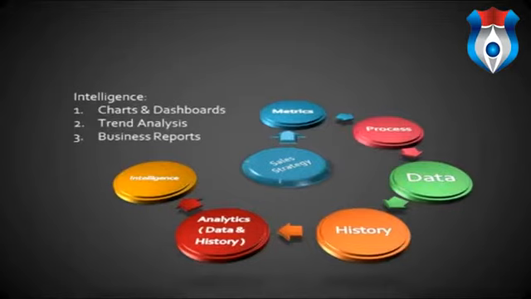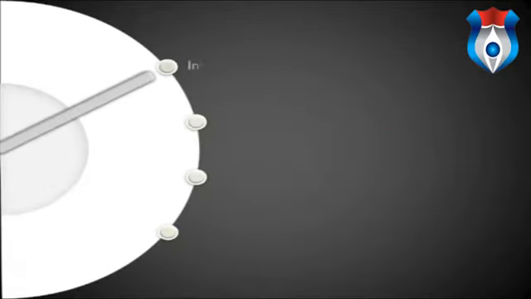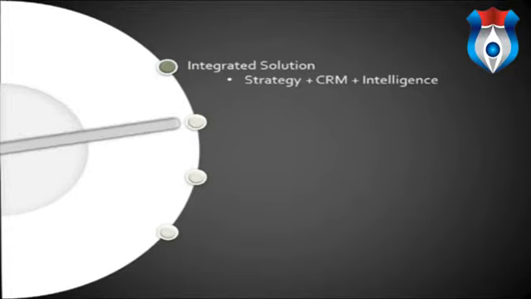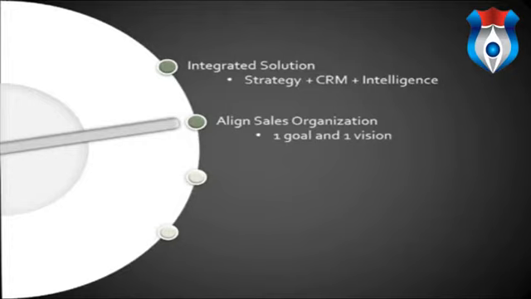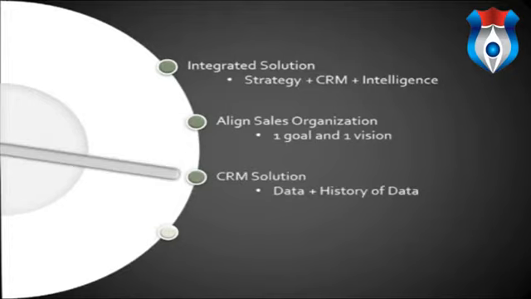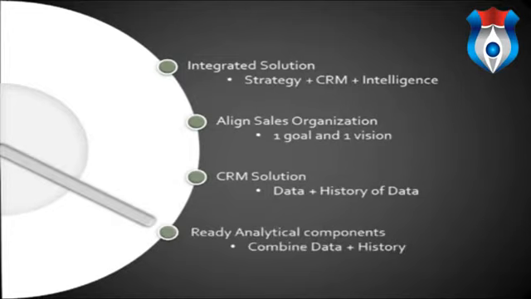Such a platform with integrated sales strategy at the core, driving CRM and intelligence, makes your CRM system an intelligent CRM. So to ensure a successful CRM implementation, consider an integrated solution with strategy, CRM, and intelligence so that your entire sales organization is aligned with one goal and one vision. Your CRM system must capture and maintain history of data and create ready analytical components that can be presented in various formats, charts, dashboards, and others.